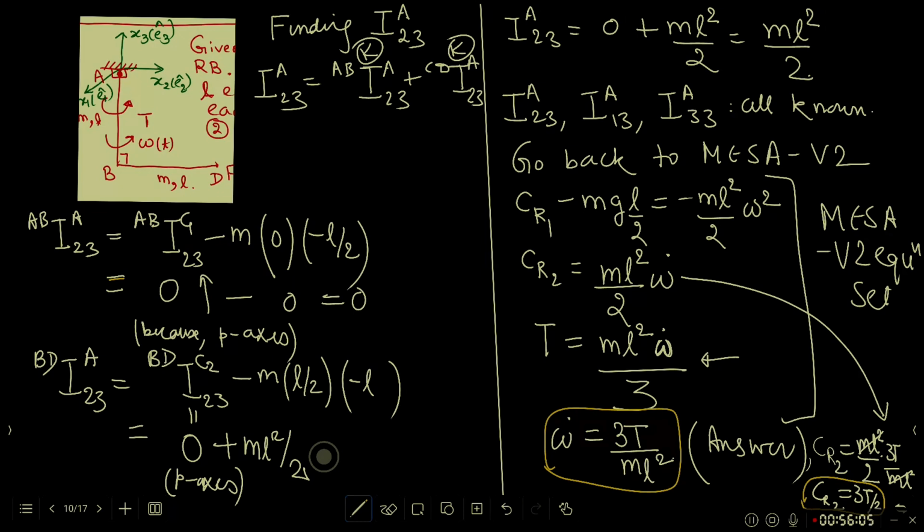What else did they want us to find? They wanted us to find CR1, and then they also wanted us to find R1, R2 and R3. If you recall, R3 was found as 2 mg, so R1, R2 is left there and CR1 is left here. Now you see, CR1 depends on omega, angular velocity. Do we know angular velocity? No, we do not know, but we know angular acceleration, omega dot. Let's integrate and get omega, right? That's straightforward. Let's do this.